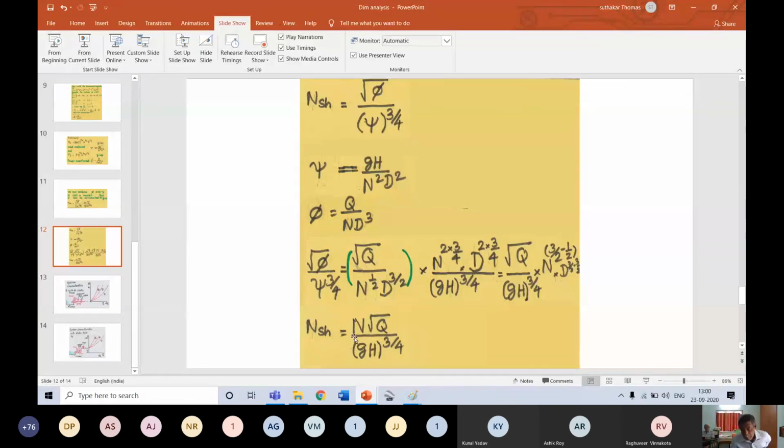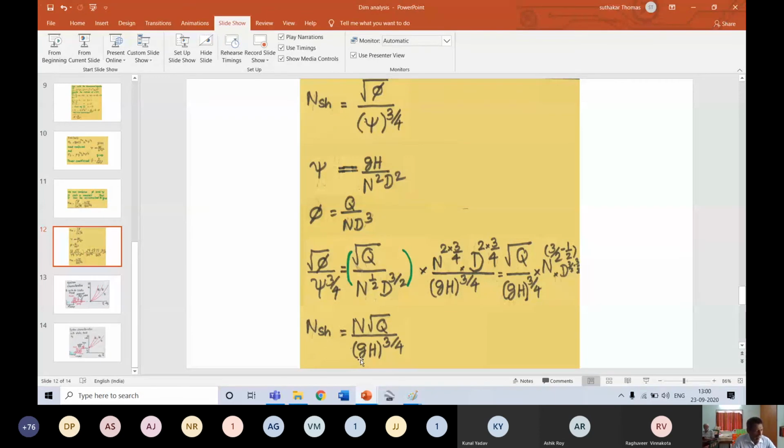Now this is a non-dimensional number. If you check the dimension, it is non-dimensional because the procedure we have followed is like that. So phi is non-dimensional, psi is non-dimensional. So algebraically, whatever we do with that, it will be non-dimensional only. Now, in real cases, there is another popular number, the specific speed. So in specific speed, G will not be there.